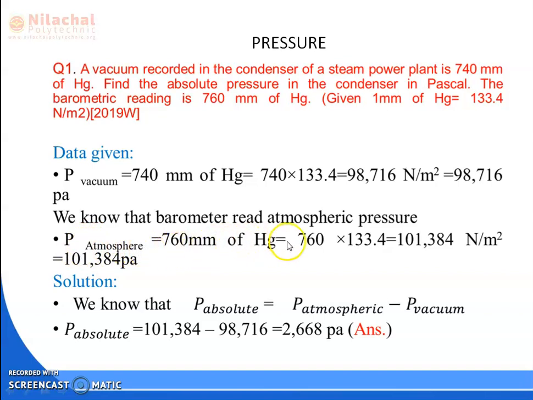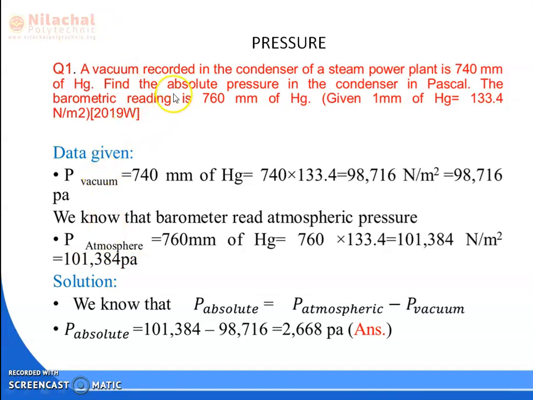It is given as 760 mm of Hg. 1 mm of Hg is 133.4, so 760 into 133.4 is 101,381 Newton per meter square. So 1 Newton per meter square is equal to 1 Pascal, so 101,381 Pascal. Then we go for the solution.